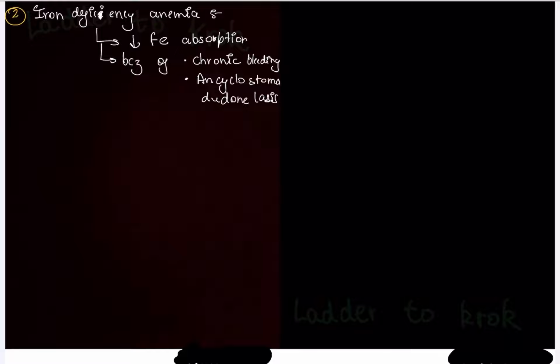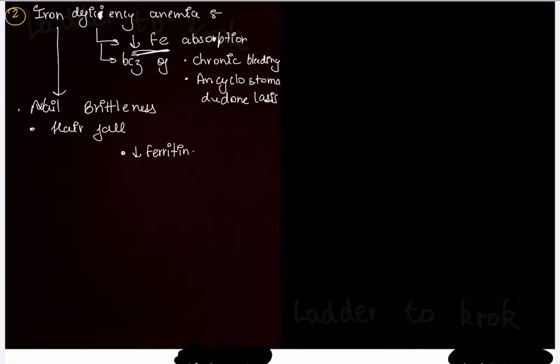In iron deficiency anemia, what we see in a patient is nail brittleness, or we can see hair fall. And there is decrease of ferritin. Obviously there is less iron, so ferritin will also decrease. Ferritin is basically a stored form of iron, or iron storage protein.